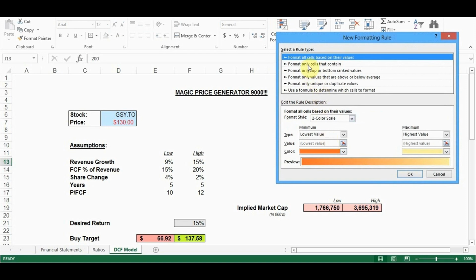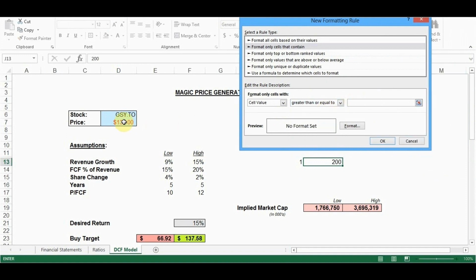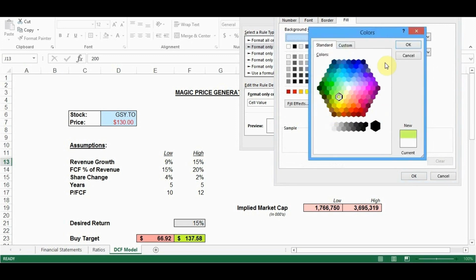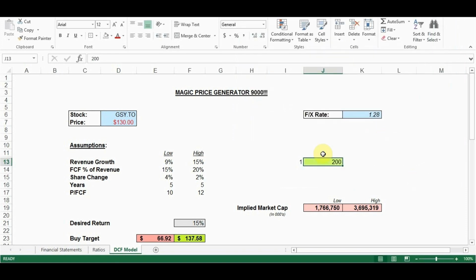Basically what we'll do is we'll click format only cells that contain, and the cell value, and we're going to say greater than or equal to. And then right here, we're going to click our share price. So if this number right here is greater than or equal to the share price, this format will happen. We're going to go to format and we're going to just go more colors. I think I went with this one here because I like that color. And then okay. And now you can see it's green because this is higher than that.